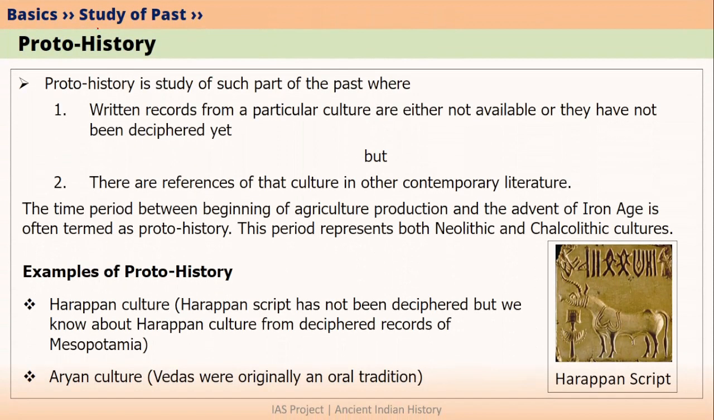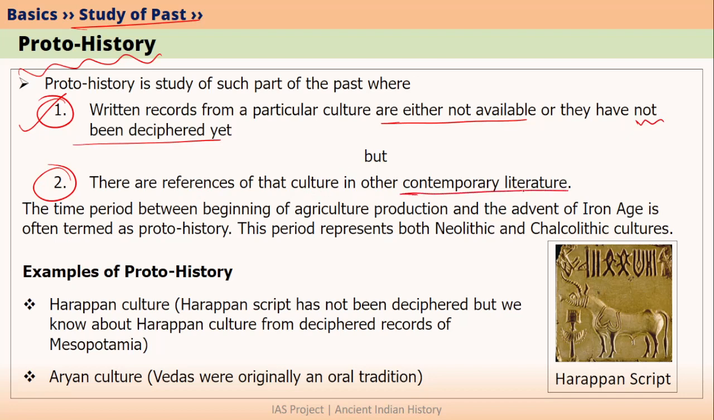The second part of the study of the past was proto-history. For any study of the past to be called as proto-history, it must satisfy 2 conditions simultaneously. The first condition is written records from any culture are either not available or even if they are available, they have not been deciphered yet. This is the first condition. The other condition that also must be satisfied is there should be references of that culture in other contemporary literature.